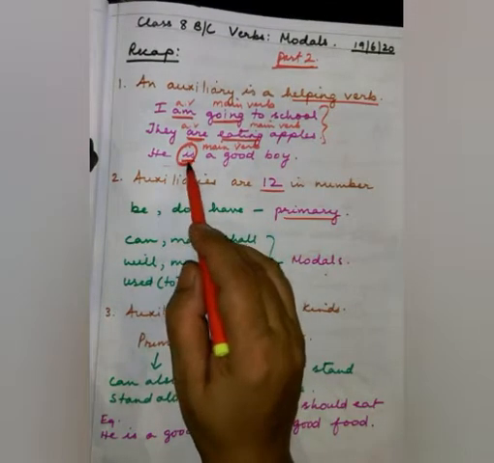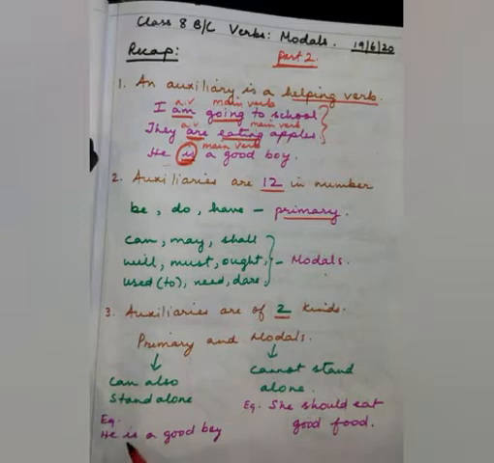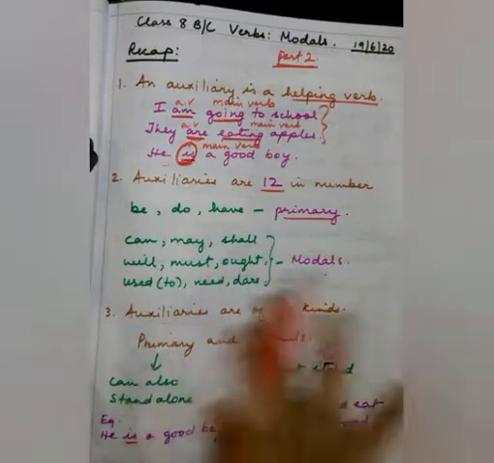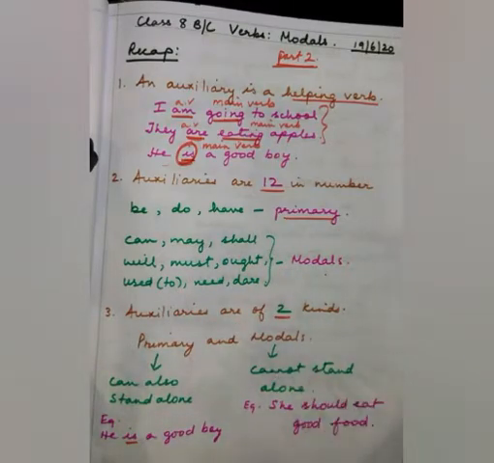See here, this one is standing alone. So they can stand alone. He is a good boy. Is, so primary have the strength to stand alone. But these, they cannot stand alone. They need the help of a main verb. And here eat is your main verb.